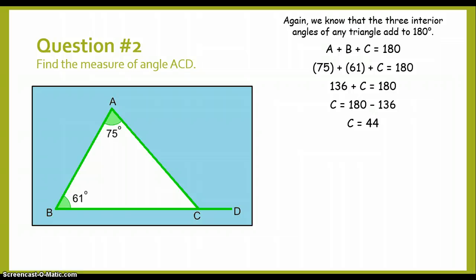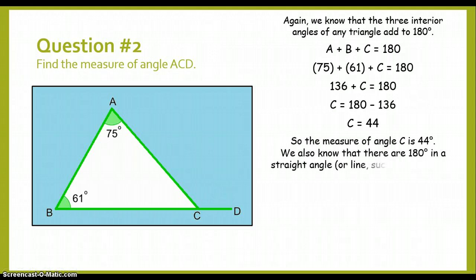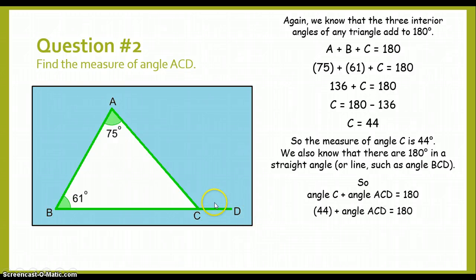Simplify that. So now we know that angle C is 44 degrees, but we're not done yet, because what we really need to find is angle ACD, which is this angle right here along this outside angle. So we got this far and we found angle C, and we also know that a straight line has 180 degrees. So what we're going to do is basically subtract angle C from 180 degrees, and that will give us angle ACD.